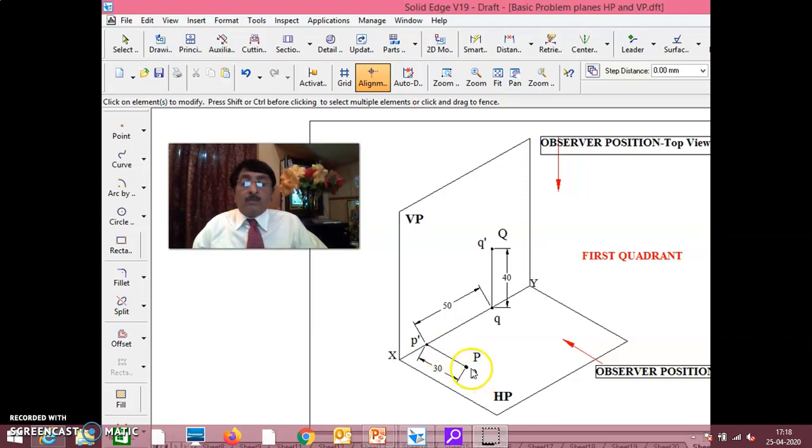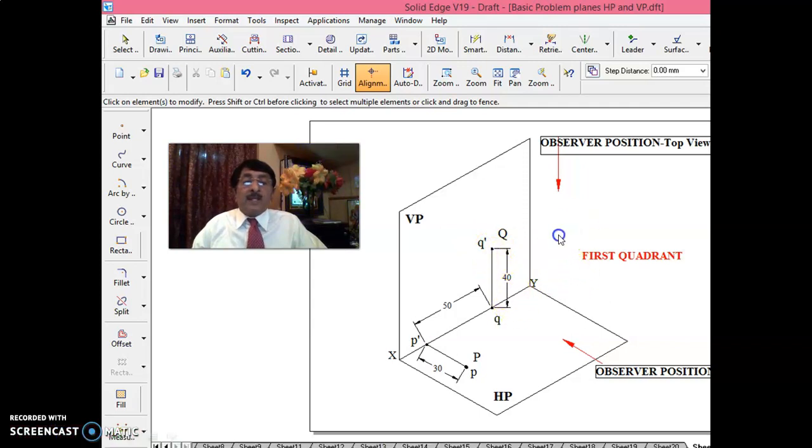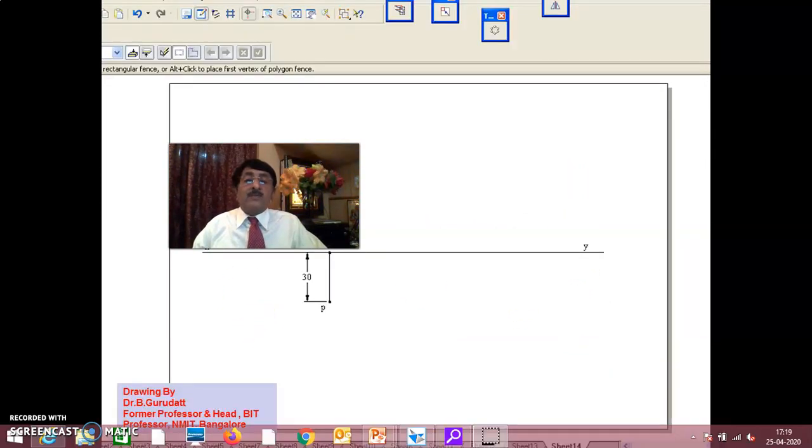Now when you are looking from here, the distance above HP is 0, P is lying on HP, P dash is here, P is here. The top view will be here only, and since the point is lying on HP, the front view will be on the XY line. In the same way, the point Q is lying on VP. Lying on VP means the distance in front of VP is 0. When you are looking from the top, the top view of this point will be on the XY line only, and the front view will be there only, Q dash. 40 mm above HP. You see here. Now you see this.